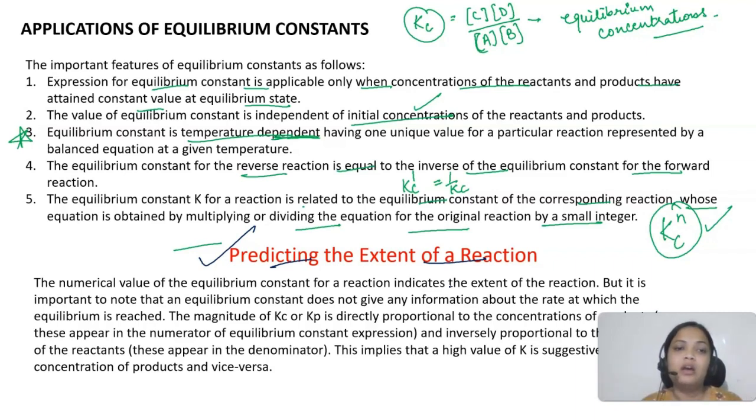Keep that in mind. So basically, what do we find out from here? You see, Kc and Kp values are directly proportional to the concentration of product.